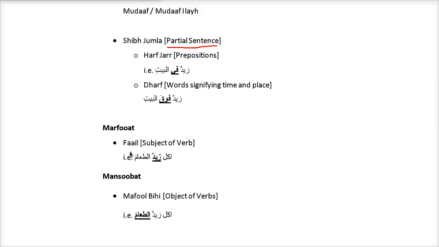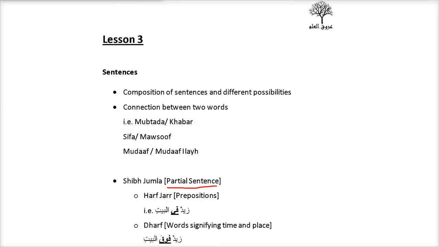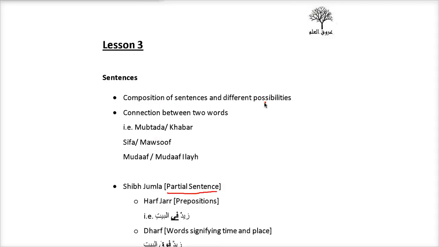Okay, from the marfu'at, remember I gave you a list of marfu'at. How many marfu'at are there? Who remembers? Remember there's eight types of marfu'at. On the list I've sent you guys 8 types of marfu'at. Mansubat, how many types of mansubat are there? Okay, 12 types. Remember on the list I've given you 8 types of that. Mansubat, there's 12 types of mansubat. We're going to be looking at a few types of these, inshallah, covering today. Anyway, let's start. First of all, composition of sentences and different possibilities.